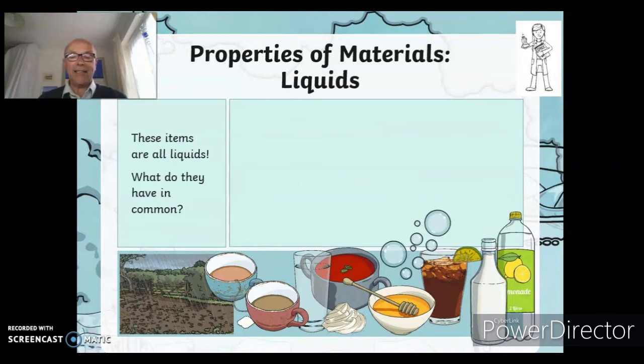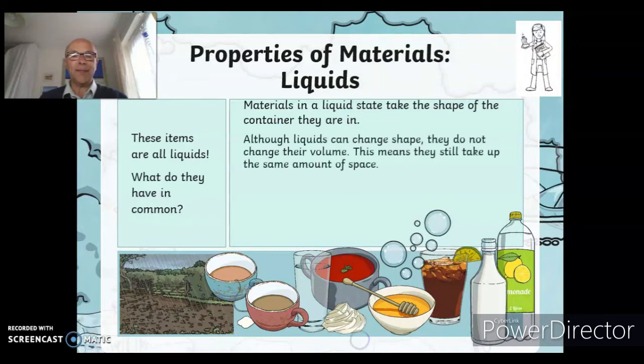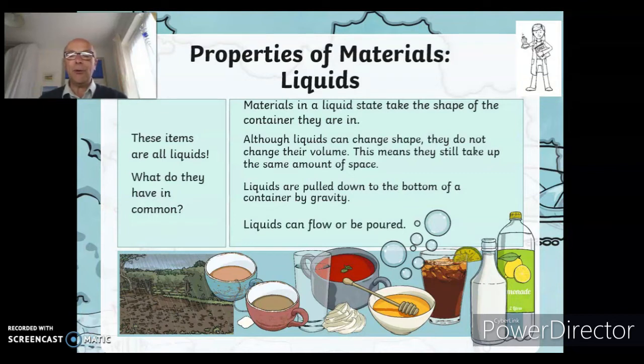So what about liquids? Again, have a look at the picture at the bottom. Pause the video while you think about what they have in common. Materials in a liquid state will always take the shape of the container that they are put in. And although they can change shape, they don't change their volume. So you've always got the same amount of liquid, no matter what shape the container is making it take. Liquids will always be pulled down to the bottom of a container by gravity. And liquids can flow or be poured.